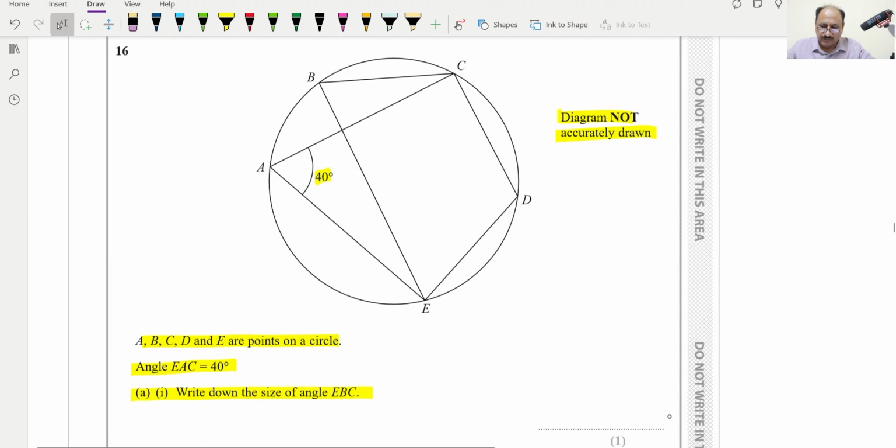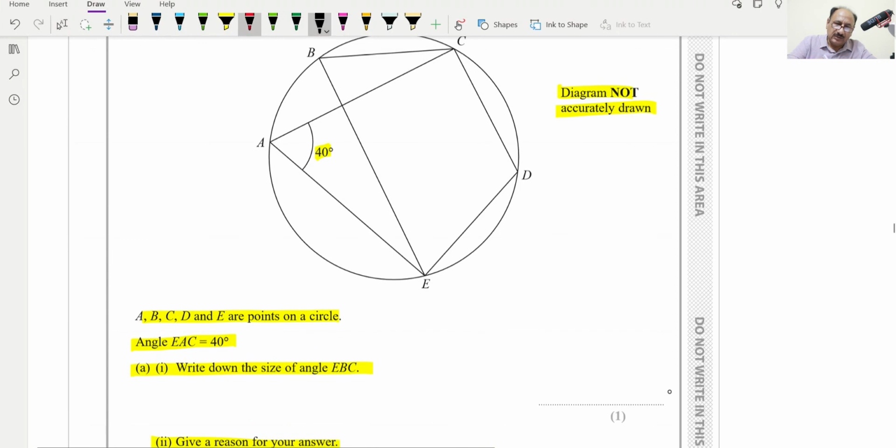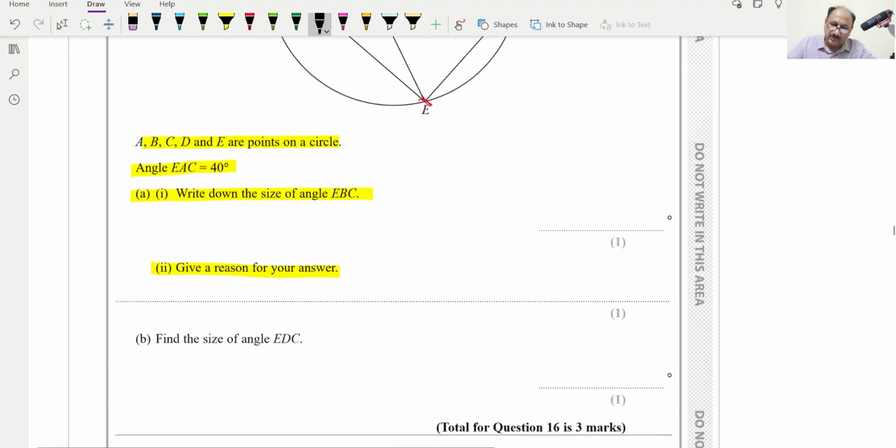So EBC is what? EBC will be this angle. So from this arc, we are having these two top angles, this one and this one. So this is 40, and this will also be 40 degrees. So we will provide here 40 degrees as the answer, and the reason we will write is angles in same segment.